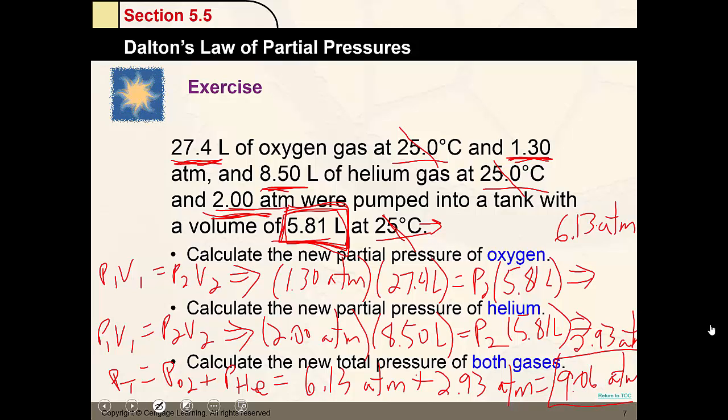So much like the last one, we could have solved this with the ideal gas law, getting the number of moles of each, the moles of helium gas, the moles of oxygen gas, adding them together to get the total moles, and then using the ideal gas law to get the resulting total pressure.